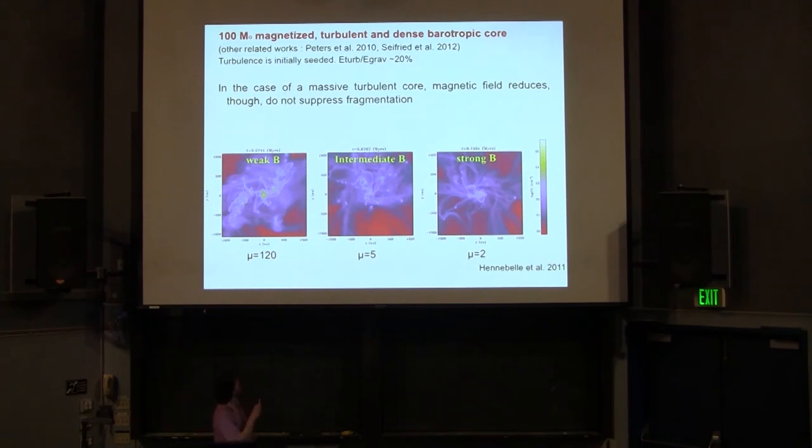So you have three simulations here: weak magnetic field, intermediate, and strong. So you see you reduce the fragmentation, but you don't quench it. At the end, when you try to quantify it, it's a factor of two-ish. Part of the answer is because there is a lot of magnetic diffusion, which has been induced by the turbulence and which leads to a leak of magnetic flux. And therefore, you create central regions which are much less magnetized. So that's one aspect of the problem.